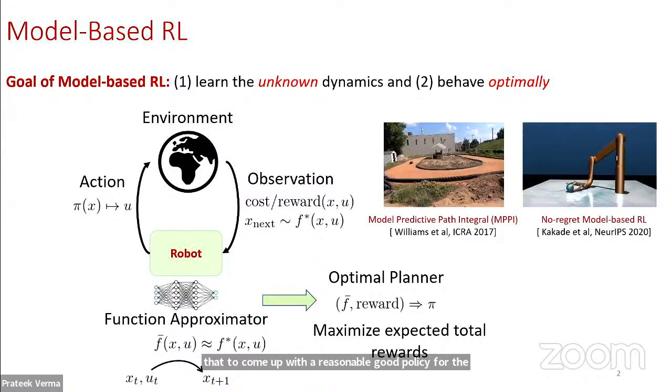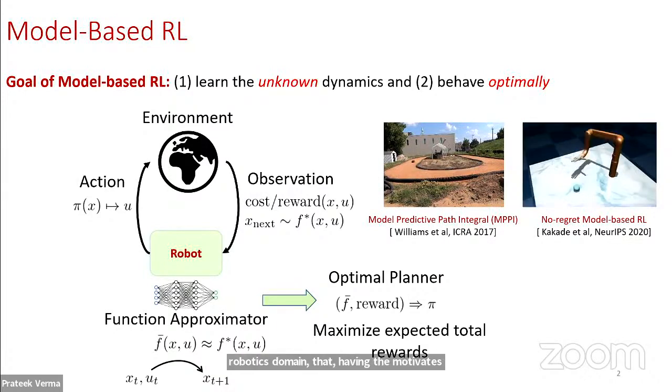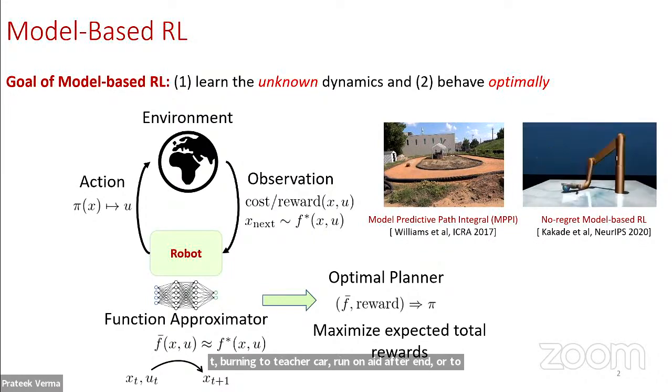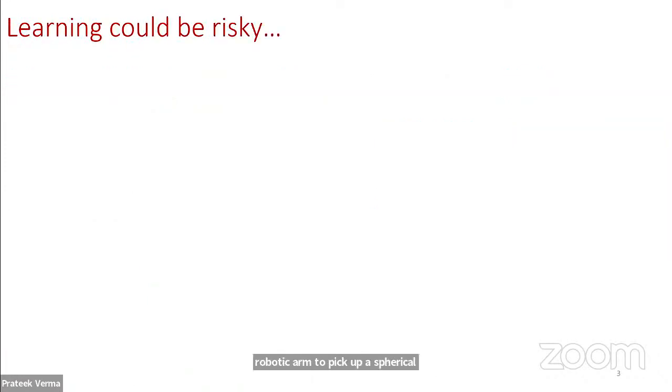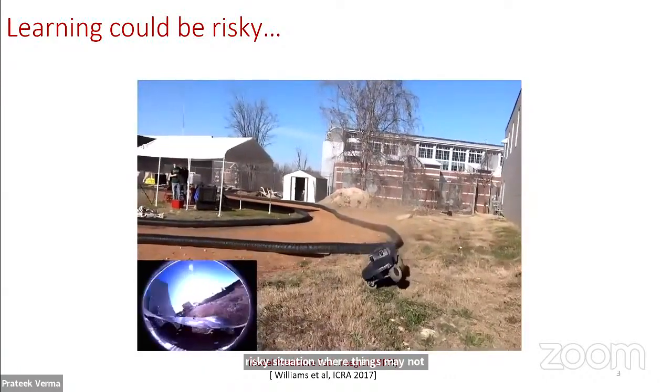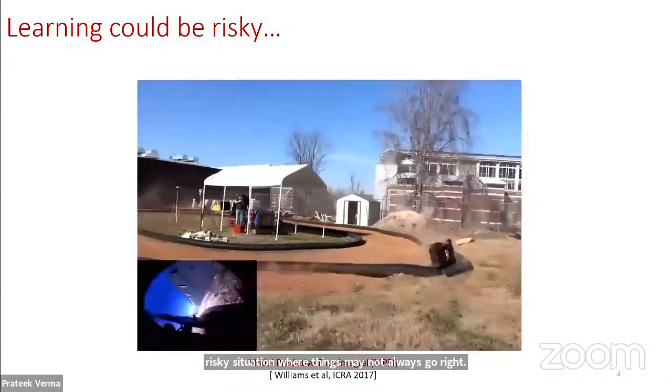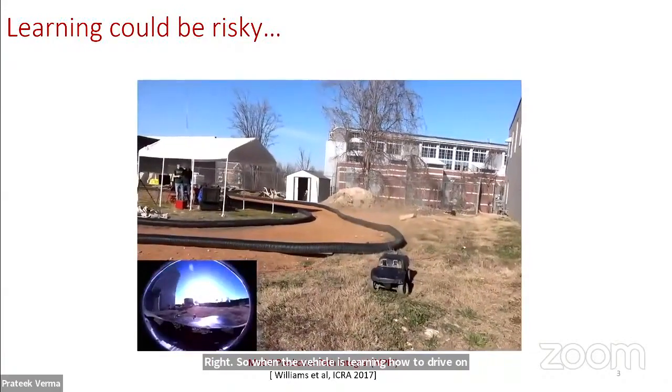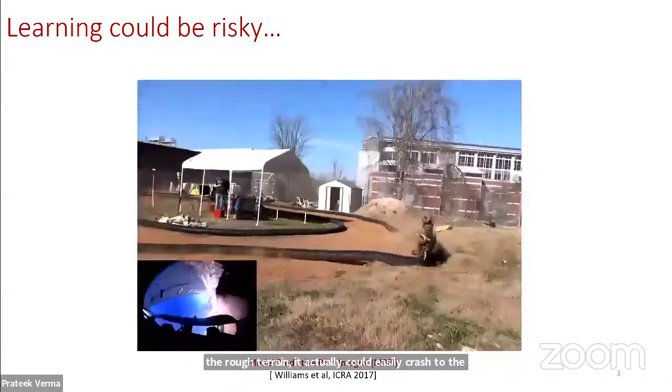And we have seen many successful examples in the robotics domain of model-based reinforcement learning teaching a car to run on a rough terrain, or teaching a 33 degree of freedom robotic arm to pick up a spherical object. But given this nature of the exploration, as you can see, usually the robot could incur some risky situations where things may not always go right. So when the vehicle is learning how to drive on the rough terrain, it actually could easily crash to the side, which could lead to catastrophic consequences.